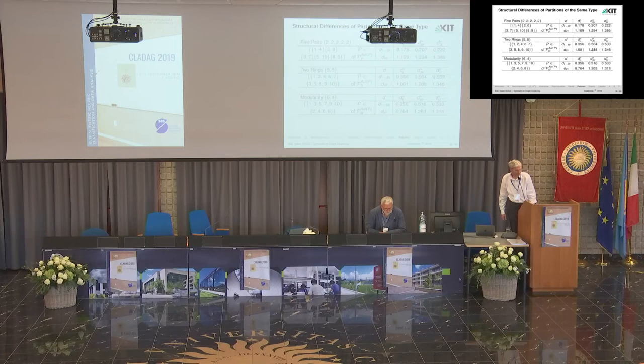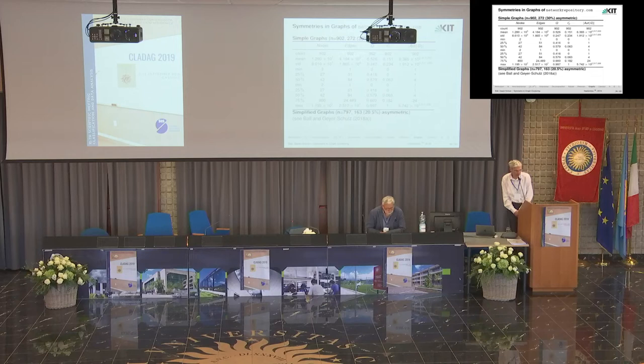The last thing I want to show you is that it also matters in reality. We have analyzed symmetric graphs from the graph repository at networkrepository.com, and the main result is that only 30% of the 902 graphs are really asymmetric. And if you look at the simplified graphs, there are only 20.5% asymmetric. And this is the first part.